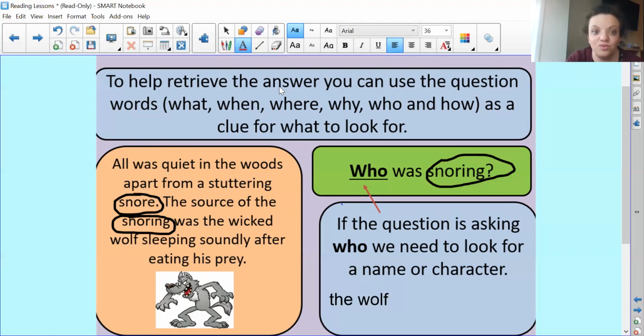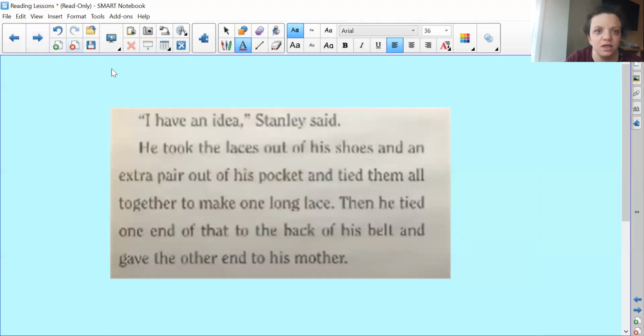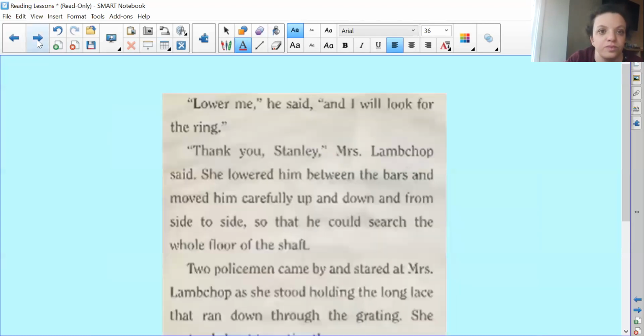Well done if you got all of those ones right. Right, let's move on to Flat Stanley today. So let's carry on with our story so far. I have an idea, Stanley said. He took the laces out of his shoe and an extra pair out of his pocket and tied them all together to make one long lace. Then he tied one end of that to the back of his belt and gave the other end to his mother. Lower me, he said, and I will look for the ring.